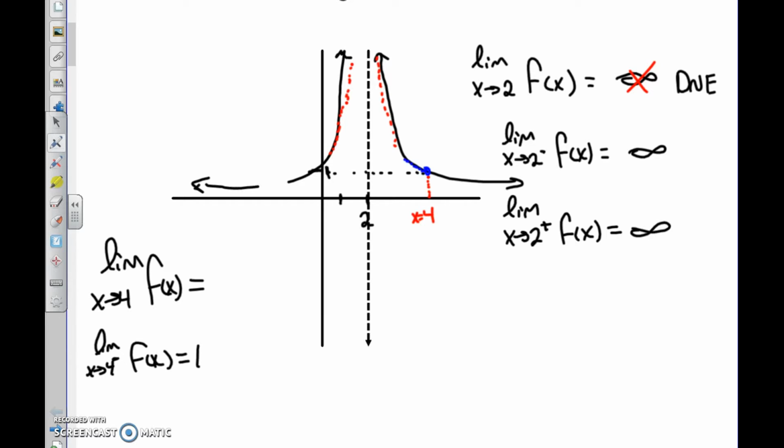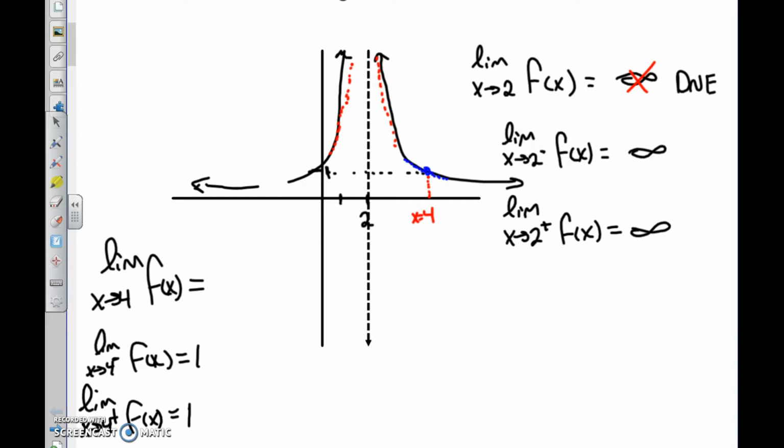Now we're going to do the same thing, but now with a right-hand approach. So the limit as x approaches 4 from the positive side of this f of x function is going to equal 1 as well, because we can see here that as we approach from the right-hand side, we end up with 1 as well.